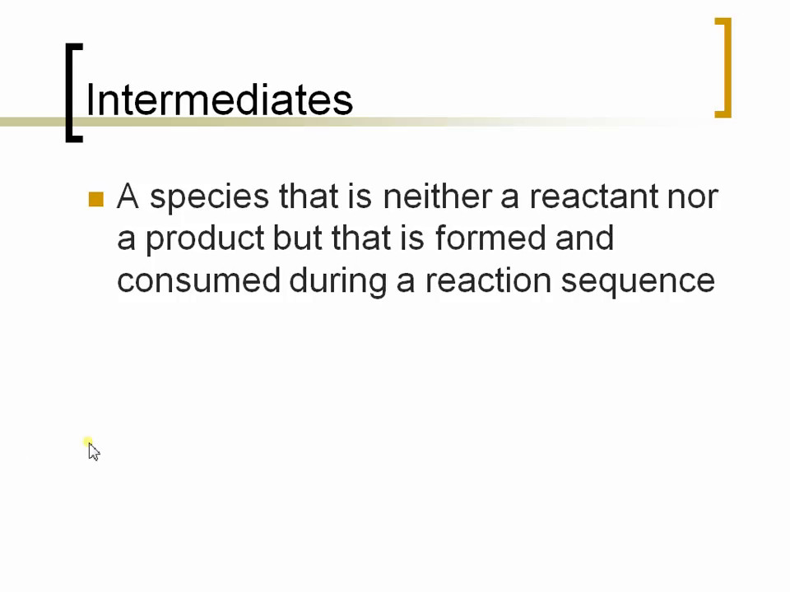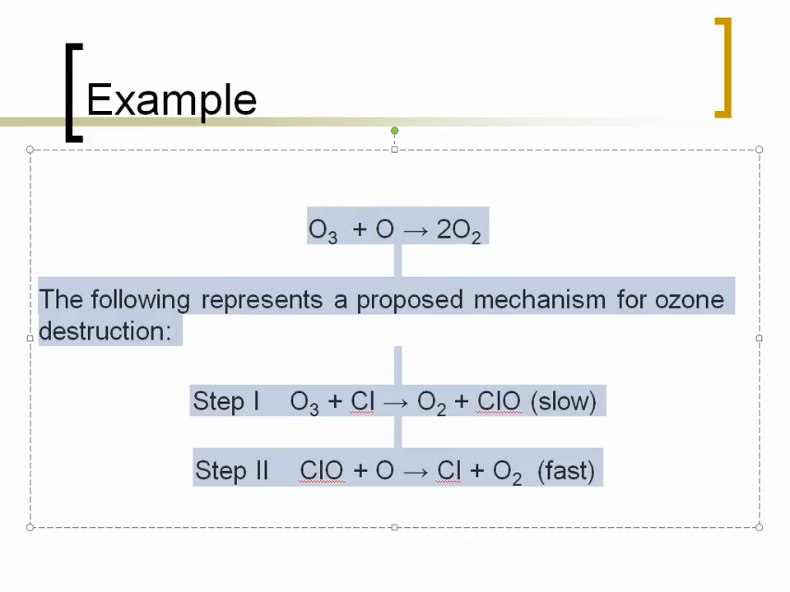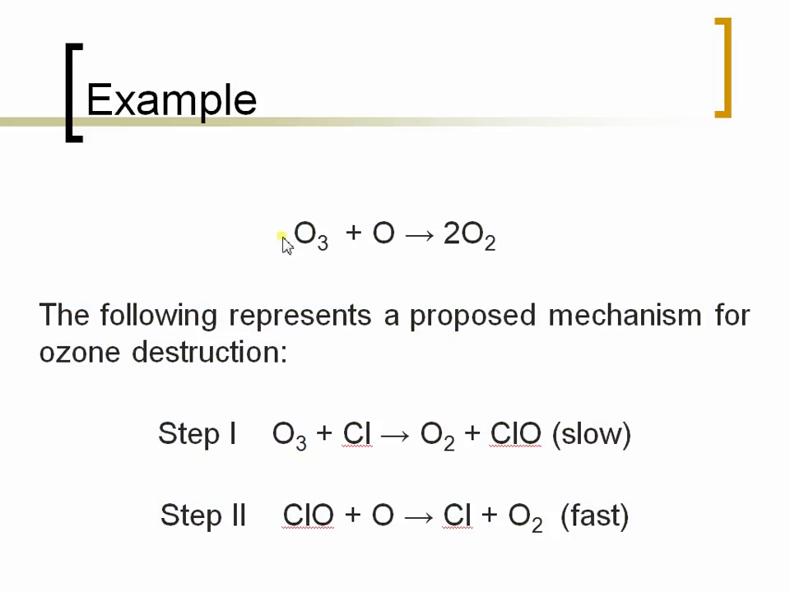The last thing is intermediates. An intermediate is a species that is neither a reactant nor a product, but that is formed and consumed during a reaction sequence. Let's show by example. Here we have the destruction of ozone, forming oxygen. O3, ozone, reacts with an oxygen intermediate, or oxygen radical as we call it, to form oxygen. This is the reaction of the destruction of ozone.